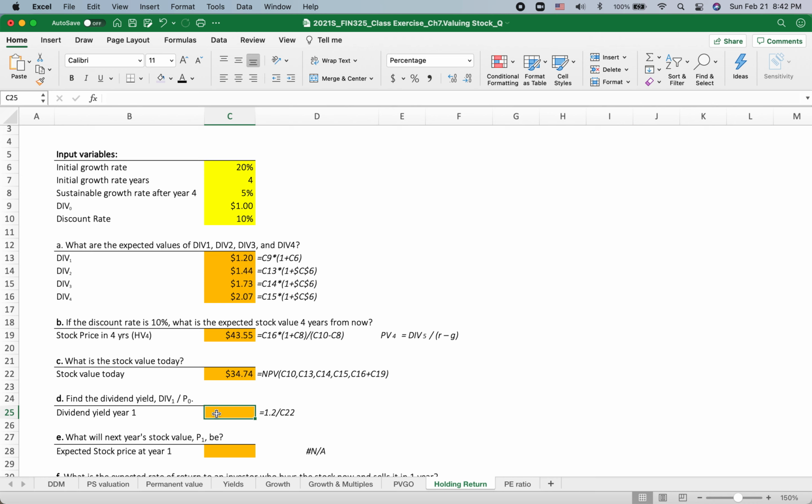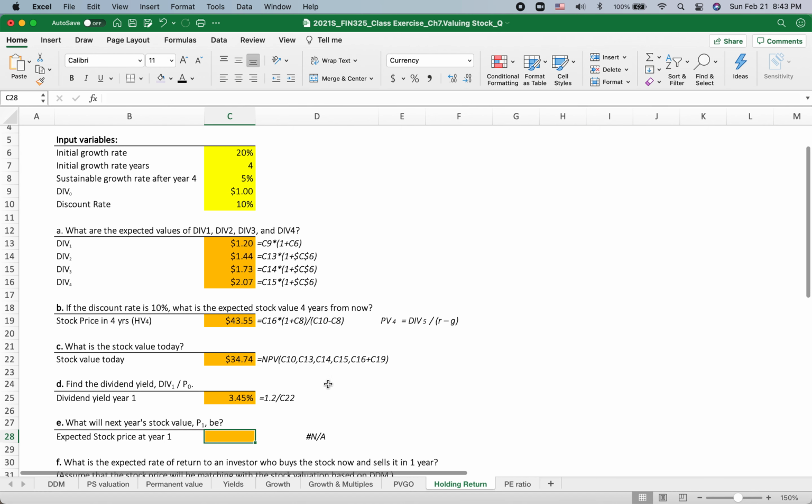Then find the dividend yield. What is the dividend yield? The dividend yield today is 1.2 divided by which one? This is the stock price, the stock value today. So 3.45%. The 10% is the required rate of return, and 3.45% is the dividend yield or income gain. So the difference between the two, 6.55%, is going to be the growth, the capital gain yield.